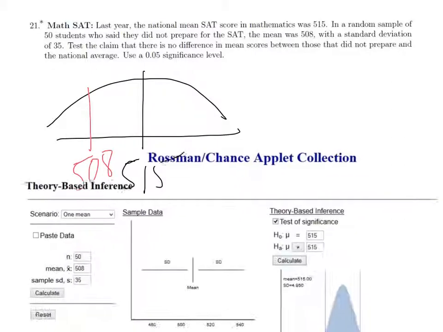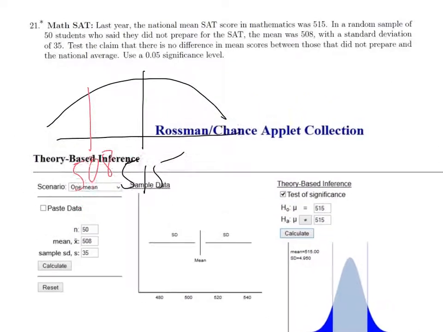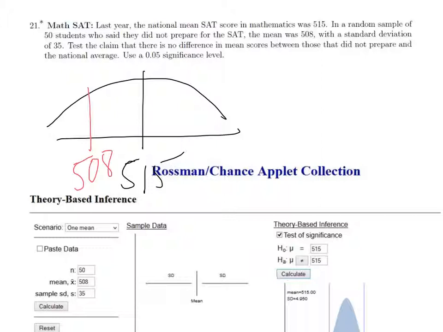So what I did is I went out and grabbed this applet, and it sets it up for me. I had to specify that. And now here's what's different about this: I'm testing claiming there's no difference in the mean scores. Because they're not saying that these guys did less than that, I mean, they could have. It wouldn't have been wrong to, but they're just trying to say that there's no difference. So that makes it a two-tailed test, and that's why I selected not equal to. And notice I used the 515, the old average, as the center of that distribution.